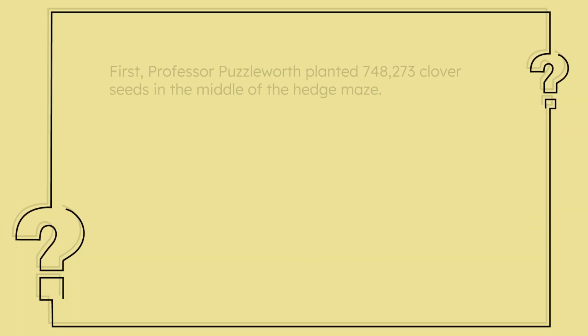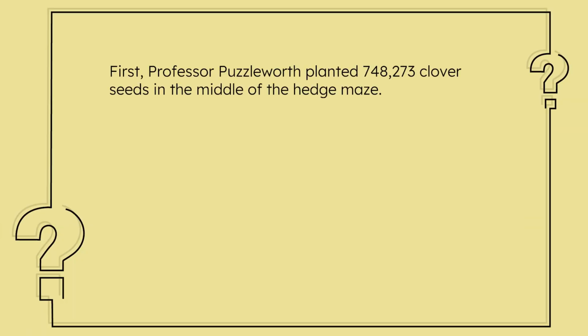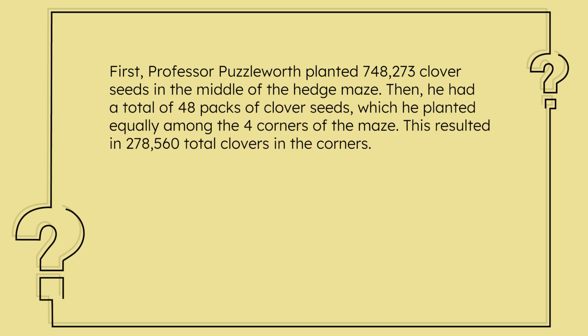Mathematicians, it's time to put together everything you've learned throughout this unit and make your way through the professor's hedge maze. This is an interactive activity that goes with this lesson. Let's check out the first problem together. First, Professor Puzzleworth planted 748,273 clover seeds in the middle of the hedge maze. Then he had a total of 48 packs of clover seeds, which he planted equally among the four corners of the maze. This resulted in 278,560 total clovers in the corners.